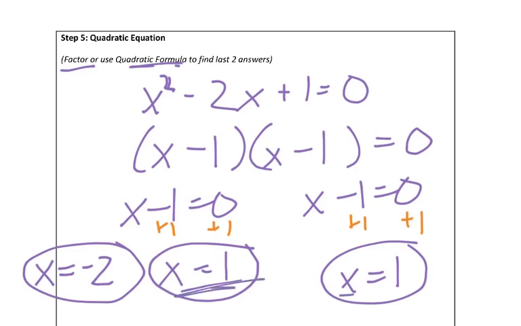And notice that this answer is repeated. We talked earlier this chapter about how that's a multiplicity of 2. It's an even multiplicity, and that's why we saw the graph touch at 1 and go back up. It didn't cross it, it touched it, because this was repeated an even number of times.